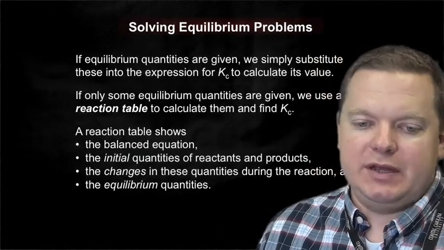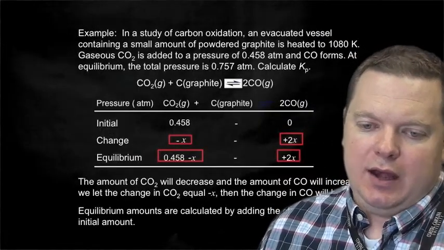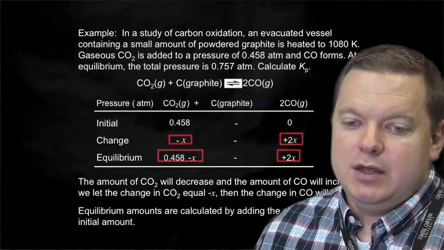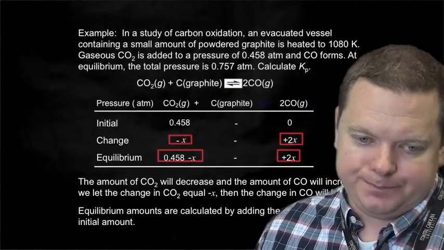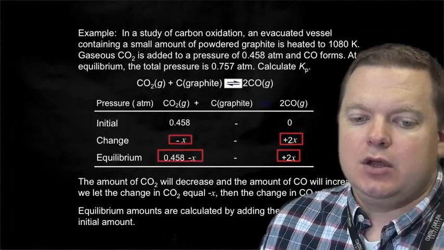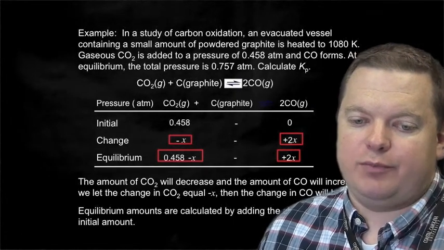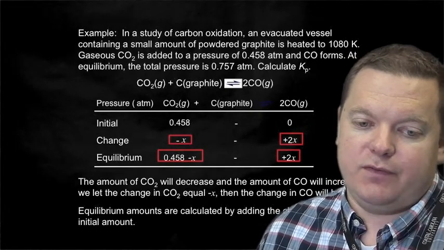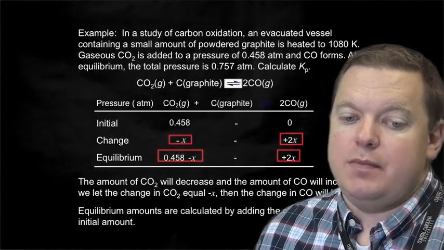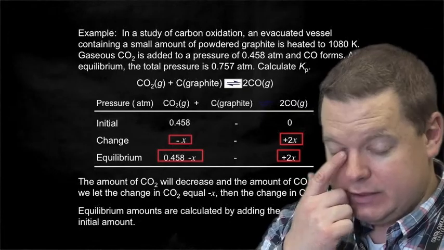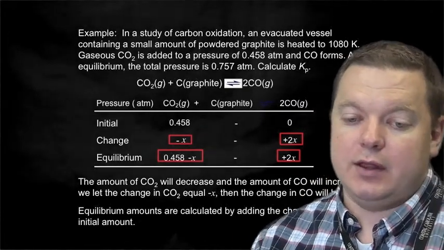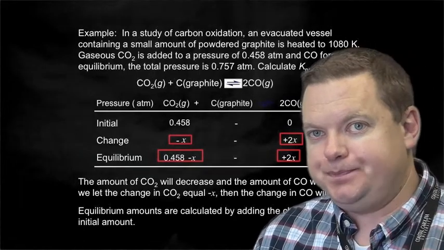So for example, in a study of carbon oxidation, an evacuated vessel containing a small amount of powdered graphite is heated to 1080 K. Gaseous carbon dioxide is added at a pressure of 0.458 atmospheres and carbon monoxide forms. At equilibrium, the total pressure is 0.757 atmospheres. Calculate our equilibrium expression.